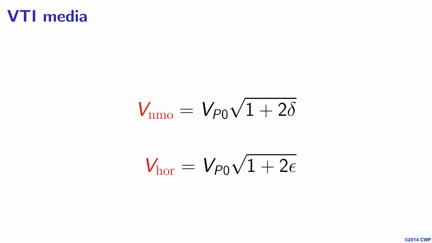Now, epsilon and delta are constant in the background. There's a change in VP0, which would result in a change in the other two model parameters we have, V horizontal and VNMO. So the inverse algorithm should update V horizontal, VNMO, and VP0, and they should be done proportionately so that there is no change in epsilon and delta. If, however, the change is not proportionate, then it would result in a faulty update in epsilon and delta, and that would be bad for us.